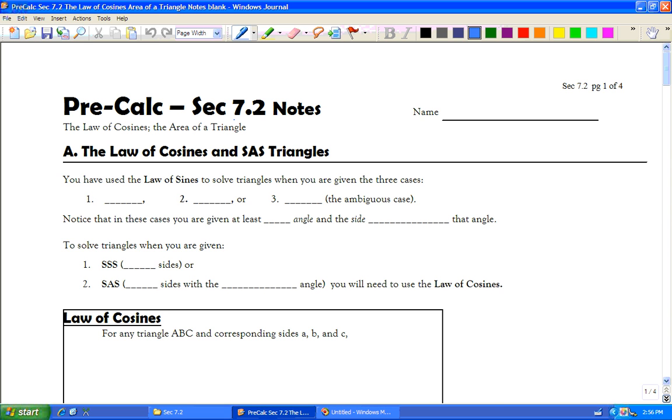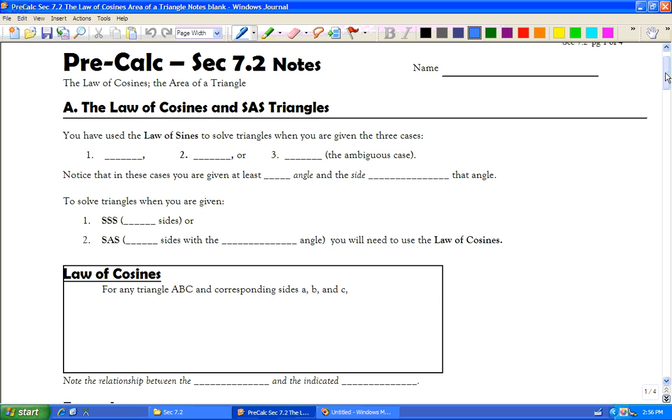Okay, let's start section 7.2, which is using the law of cosines. There are two cases that we're going to look at there, but first let's review the law of sines and where we use that. With the law of sines, we have three different cases: angle, angle, side; angle, side, angle; and then the ambiguous case, side, side, angle.